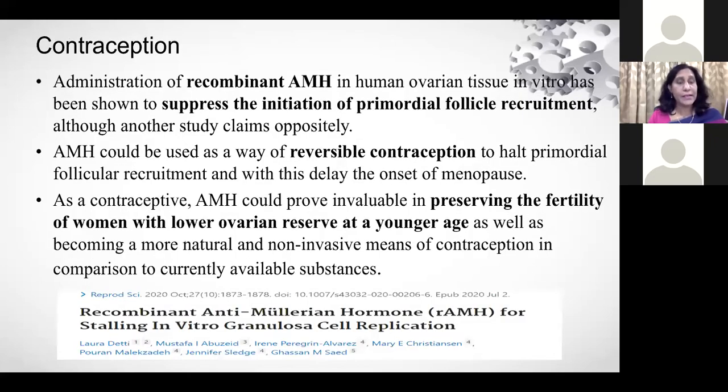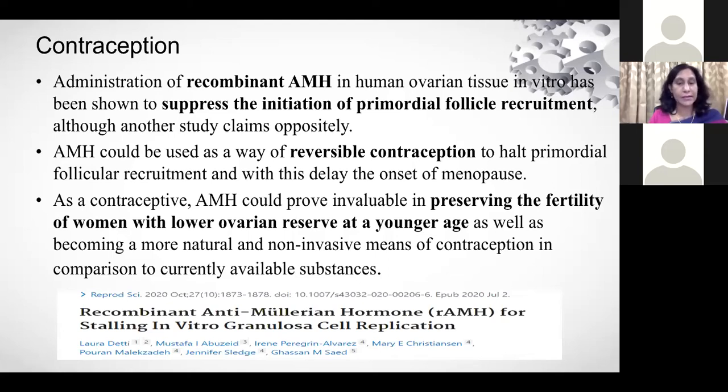There is another use in contraception. Administration of recombinant AMH in human ovarian tissue in vitro has been shown to suppress the initiation of primordial follicle recruitment, although another study claims otherwise. So AMH can be used as a way of reversible contraception to halt primordial follicle recruitment, which would delay the onset of menopause. As a contraceptive, AMH could prove invaluable in preserving the fertility of women with lower ovarian reserves at a younger age, as well as becoming a more natural and non-invasive means of contraception in comparison to currently available substances.